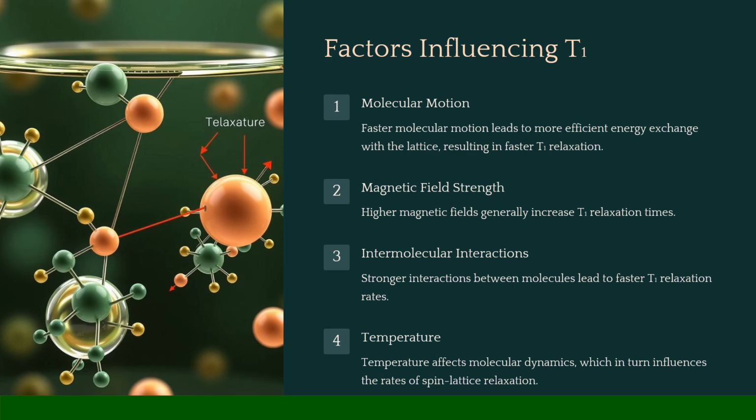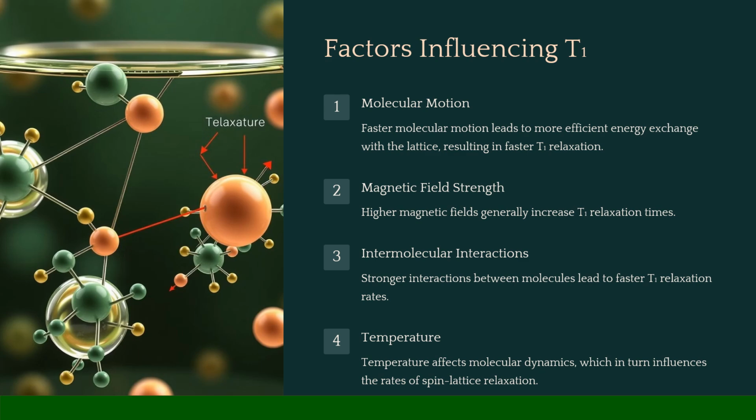Molecular motion. The speed at which molecules move plays a critical role in the efficiency of energy exchange between nuclear spins and the surrounding lattice. When molecular motion is faster, the interaction between the spins and the lattice becomes more efficient, resulting in quicker transitions between energy states. This leads to a shorter T1 relaxation time, meaning the spins return to equilibrium faster. Essentially, more dynamic molecular motion promotes rapid energy transfer, facilitating faster recovery of magnetization along the z-axis.